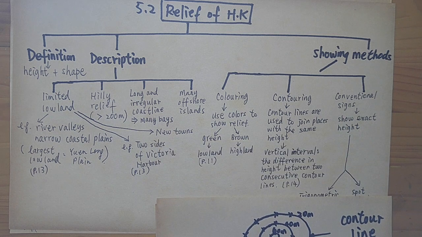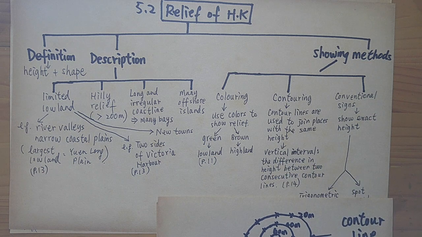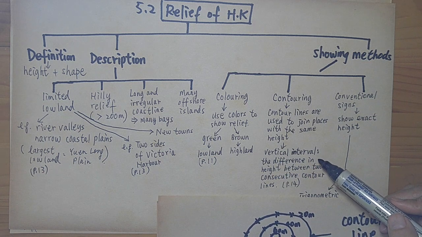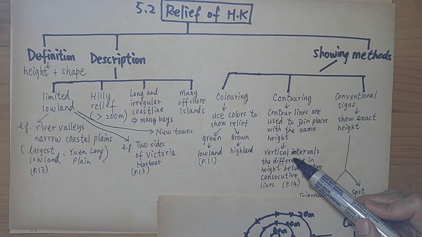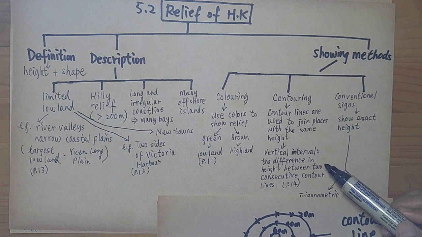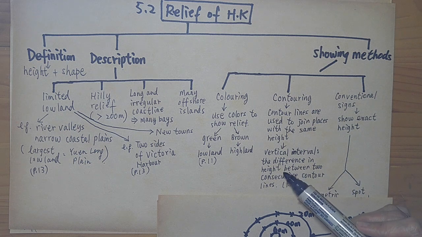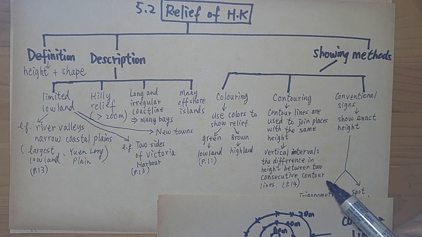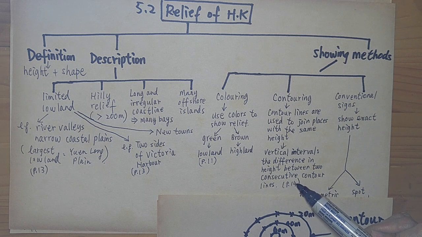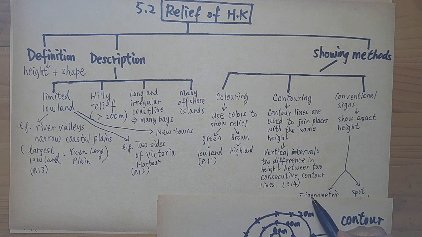And then some terms that you need to know. For example, we say vertical interval, 垂直距離, this is interval, okay? 垂直距離. Now, what is vertical interval? It means the difference in height between two consecutive contour lines. Consecutive 就係連續嘅等高線.